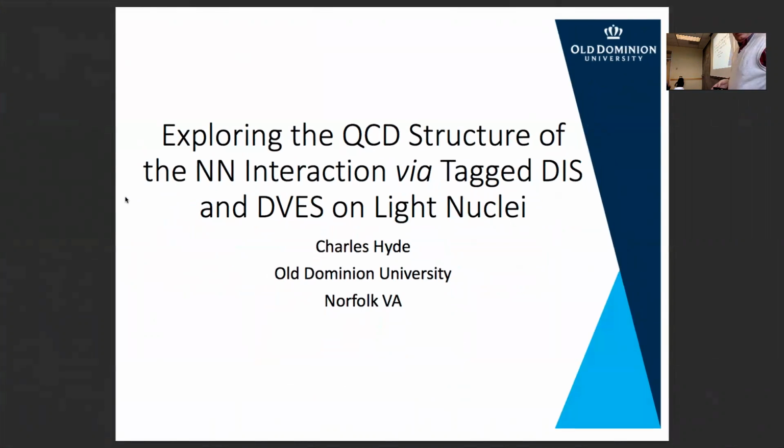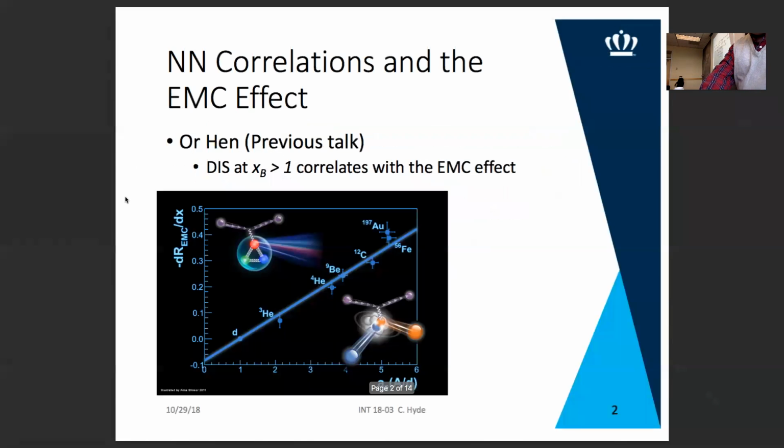Okay. So I have a few slides on how we can explore the QCD structure of nucleon-nucleon interactions and potentially three-body interactions in tagged DIS and various variations on deep virtual exclusive scattering in light nuclei. So Orr gave us a wonderful overview of all the things we've learned and many of the questions that still remain in understanding the EMC effect. And I would say the next step is then to link this to QCD dynamics.